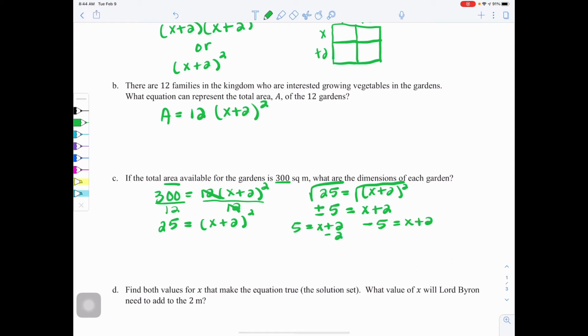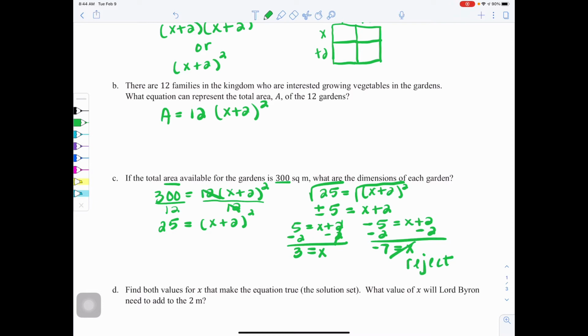So we will subtract 2 and get x equals 3. On this side, we will subtract 2 and get x equals negative 7. But remember that this question is talking about the dimensions of a garden. So we're going to keep that in mind, knowing that we probably shouldn't use the negative then. So we're going to slash this and reject it. And now we know that x equals 3 is the value that we want to use.